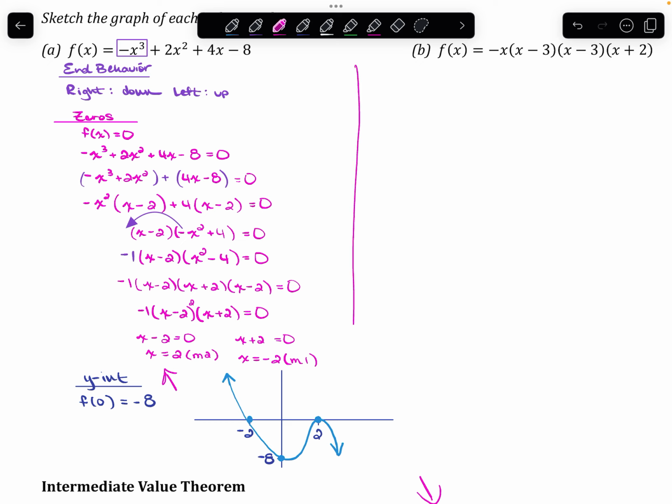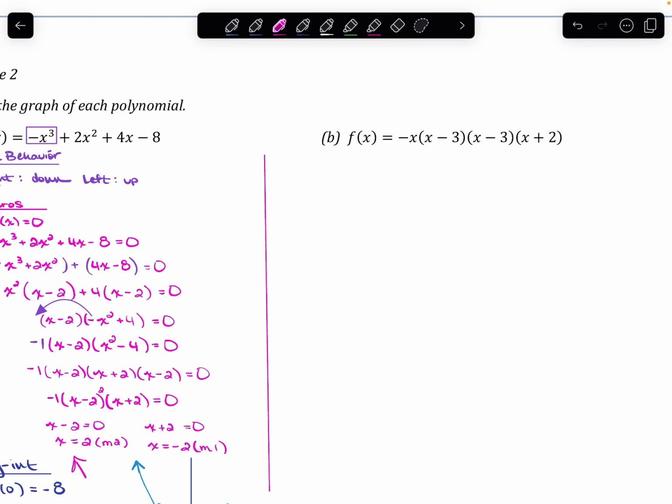All right, second one. We're doing the same thing, sketching the graph. So we need our end behavior, our zeros, which are our x-intercepts, and then our y-intercept. This one here is in factored form because you can see you've got parentheses everywhere. When it's in factored form, the end behavior is a little more complicated, but the zeros are a little bit easier. So it's kind of a trade-off.